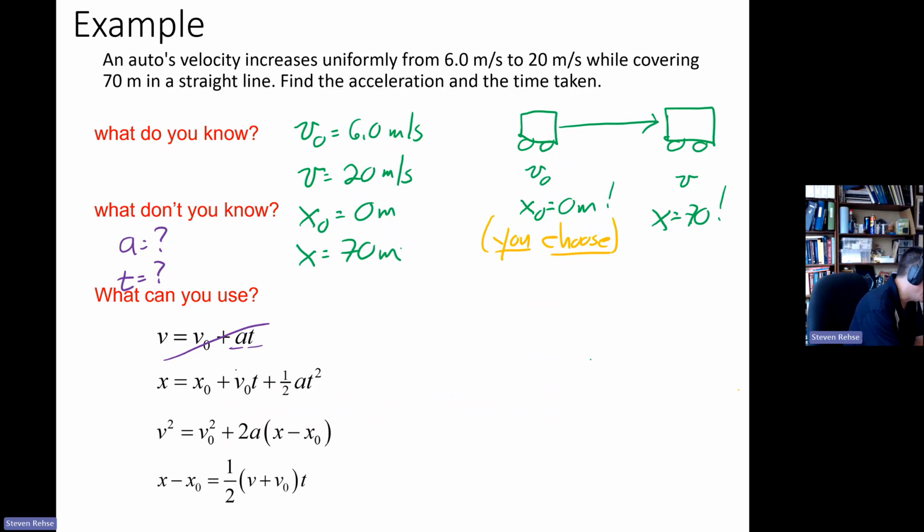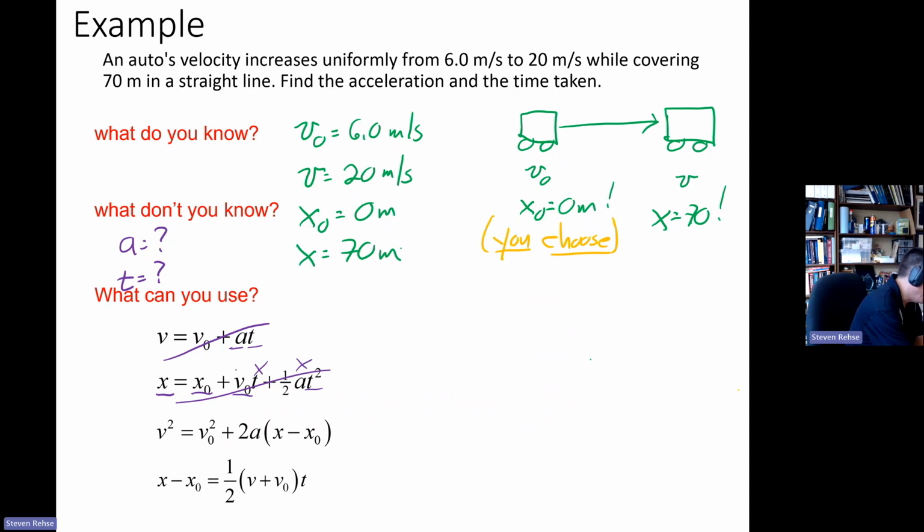Okay, here's this one. Let's see. I think I know x. I know x naught. Ooh, this is looking good. I know v naught. I don't know t. Oh, and I don't know a. And I don't know t. So that equation's out. Too much stuff in there I don't know.